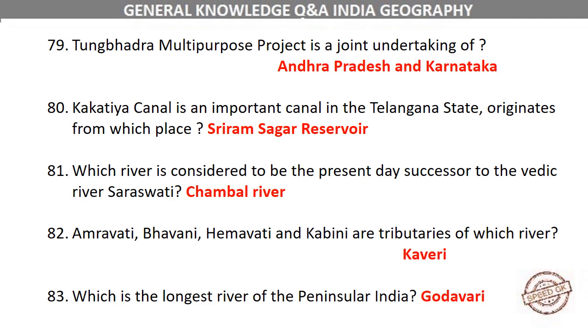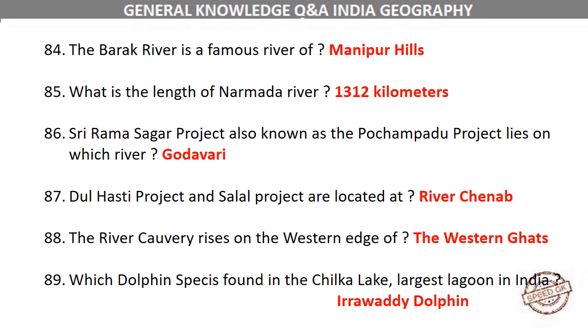Which is the longest river of the peninsular India? Godavari. The Barak River is a famous river of Manipur Hills. What is the length of Narmada River? 1312 kilometers. Sri Rama Sagar project, also known as the Pochampadu project, lies on which river? Godavari. Dulhasti project and Salal project are located at River Chenab. The river Kaveri rises on the western edge of the Western Ghats.